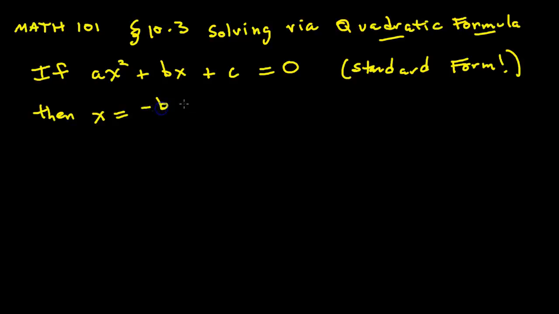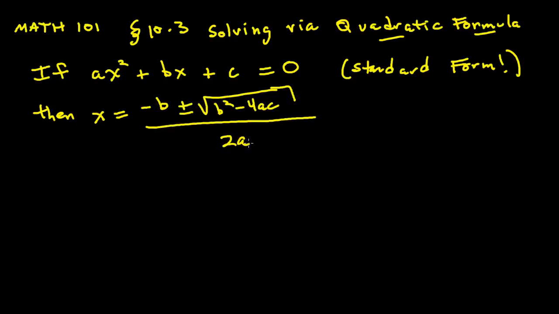x equals minus b plus or minus the square root of b squared minus 4ac, divided by 2 times a. So if I've got enough patience and wherewithal, I can solve a degree 2 equation for any variable in terms of the coefficients a, b, and c. This is the quadratic formula. Okay, let's jump right in and do an example.